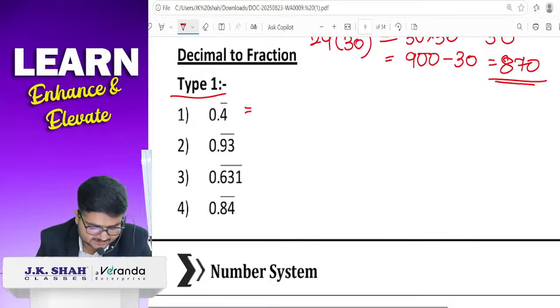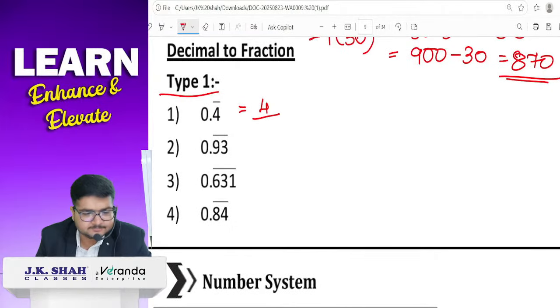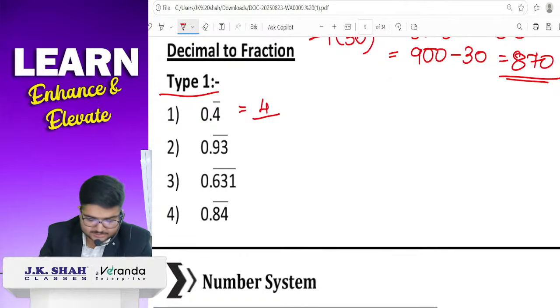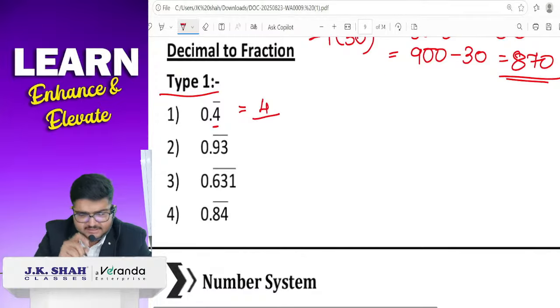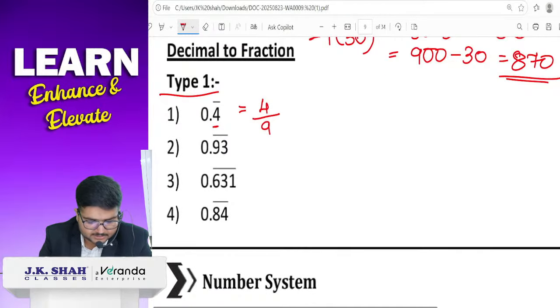So it is very easy. Write the number itself. Sir, now you have to check how many digits are repeating. Only one digit is repeating. So put 9. Sir, I did not understand anything.